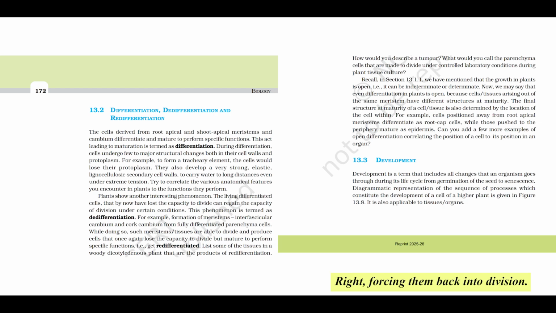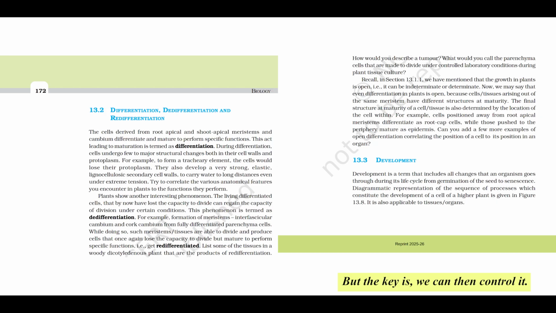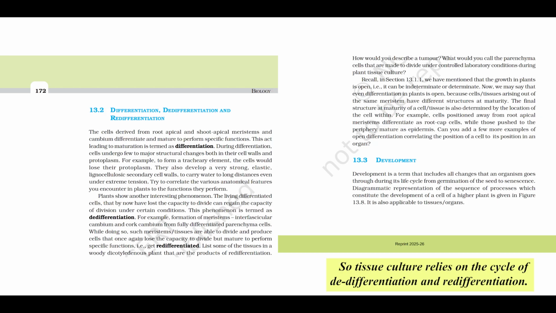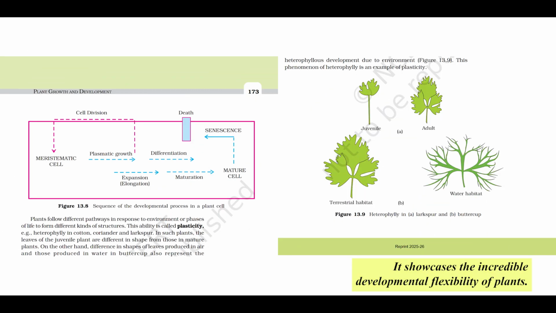Right, forcing them back into division. Yes. And this mass of dividing, undifferentiated cells they form is called a callus. In a way, it is like a controlled tumor in vitro, uncontrolled proliferation. But the key is we can then control it. By changing the hormones in the medium, we can make the callus cells redifferentiate into roots, shoots, eventually a whole new plant. So tissue culture relies on the cycle of dedifferentiation and redifferentiation. Amazing. It really is. It showcases the incredible developmental flexibility of plants.